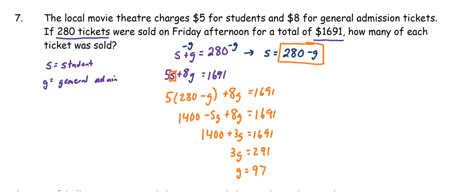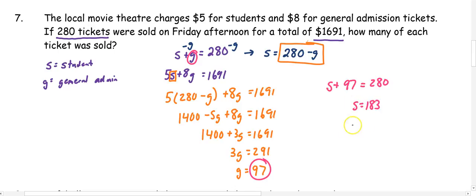Now that I know G is 97, I can substitute. I'm going to use the first equation because there's less exponents and less work to have to do. So I'm going to substitute that in for G. So I get S plus 97 equals 280. And when I subtract 97 from both sides, I get S is 183. So remember, with ordered pair, go in alphabetical order if they're not X, Y. So we have 97, comma 183.